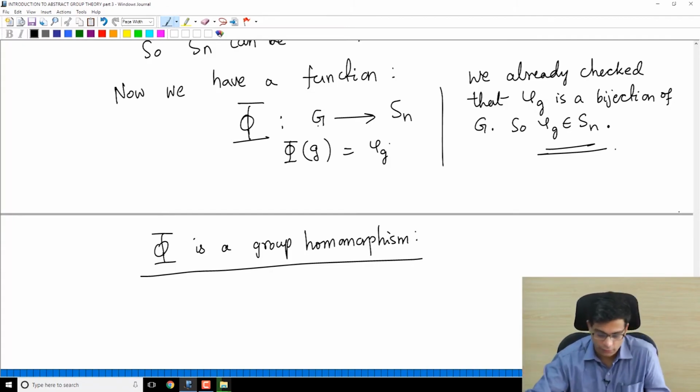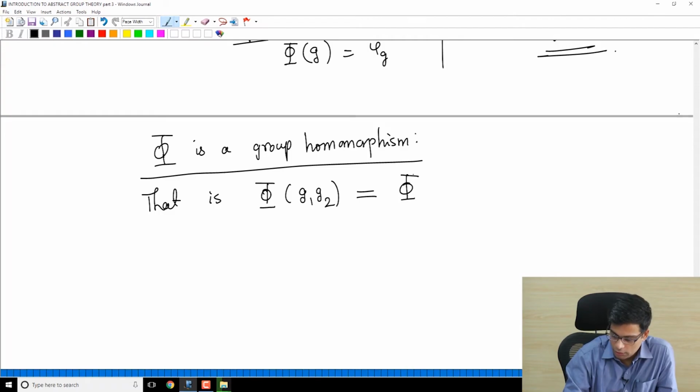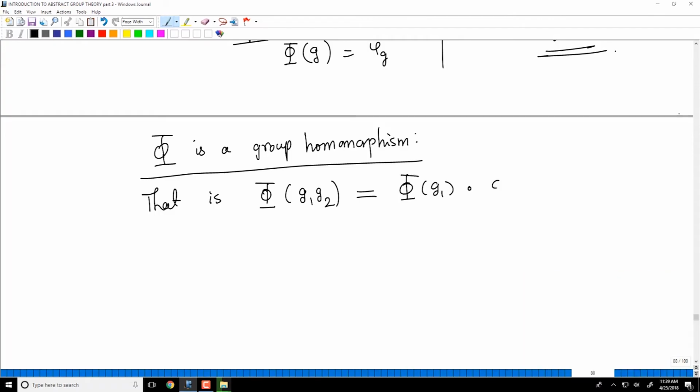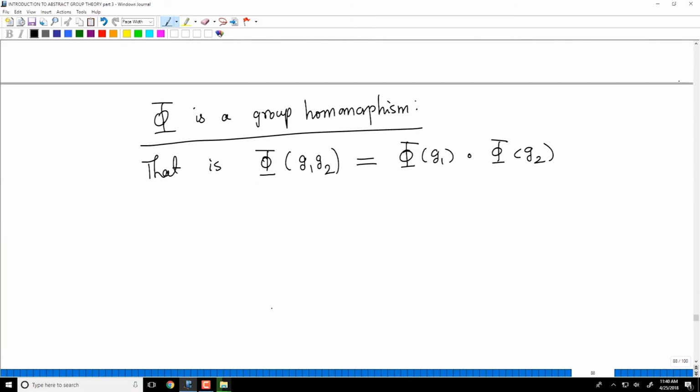So I am now claiming that phi is a group homomorphism, that is capital phi of g1 g2 is equal to capital phi of g1 composed with capital phi of g2. Remember the composition on Sn, when Sn is being thought of as bijections of capital G, the binary operation there is the composition. So you take two elements of capital G, g1, g2, we want to first multiply them and apply phi, then phi of g1 as a function composed with phi of g2 will give you the answer. So this must be true for all.